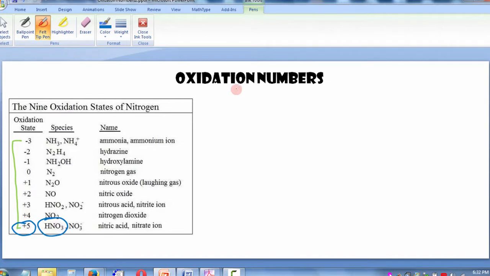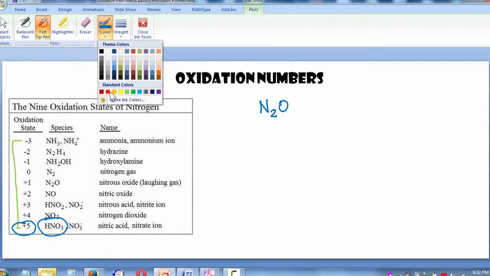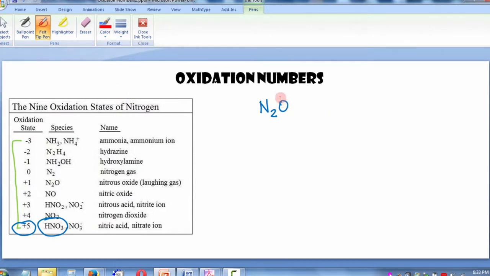So let's do N2O, and you remember the name of that, I'm sure, as dinitrogen monoxide. So, what do we know? And I'm not going to write that equal like I did before. I'm just going to put that above. That's a common practice to write this above. We know the oxidation state of oxygen is -2.